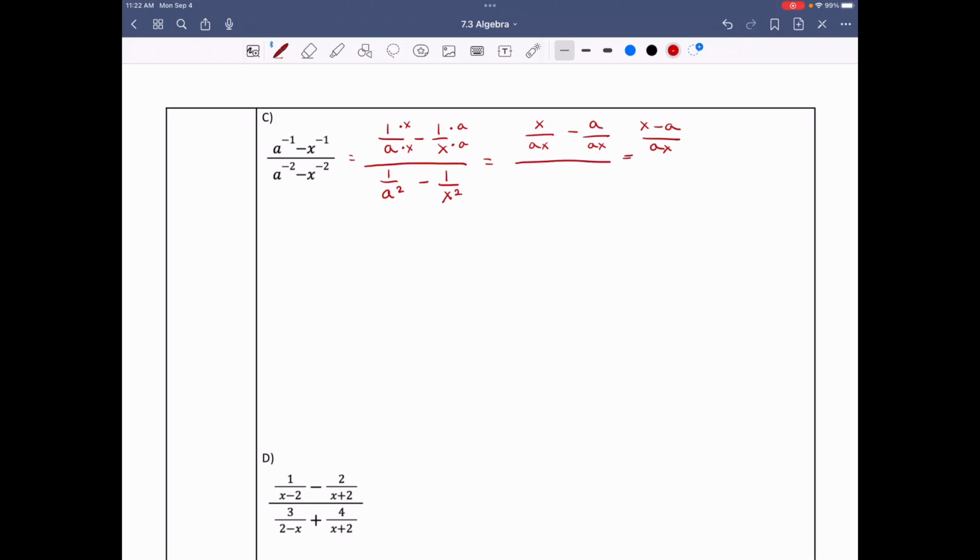All over, and this one I'm going to multiply by an x squared over x squared and an a squared over a squared. That's going to give us x squared minus a squared over a squared x squared, or you could skip that step and just write x squared minus a squared over a squared x squared. Give you a second to catch up to that.